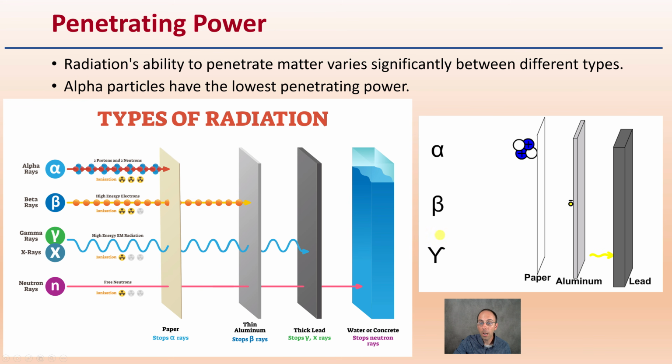Another visual representation that we can see here is we've got our paper, aluminum, and our lead. Alpha is stopped by the paper, probably because it's such a big particle. Beta can pass through the paper but is stopped by the aluminum. And lastly, our gamma rays pass through the paper and aluminum but are stopped by the thick layer of lead. So hopefully that allowed you to understand a little bit more about the different types of radiation.